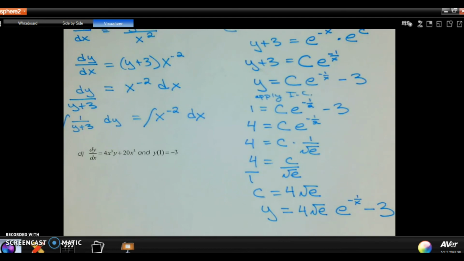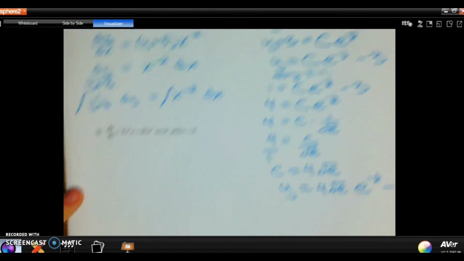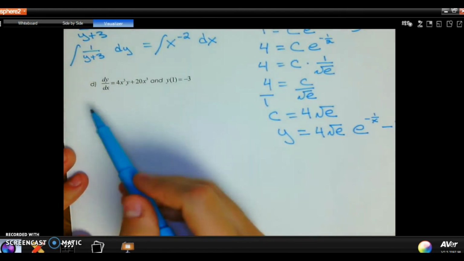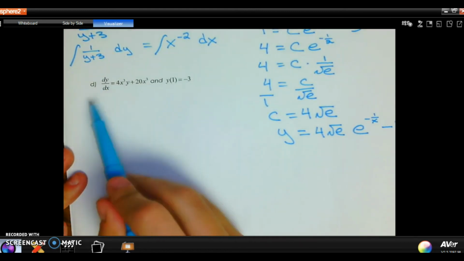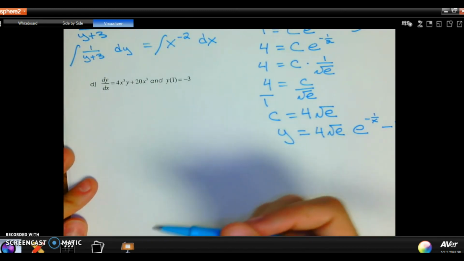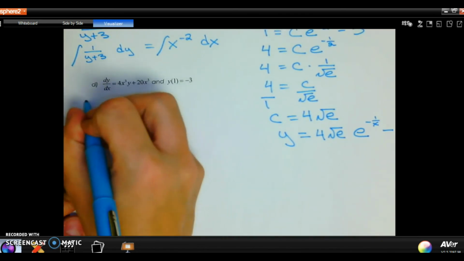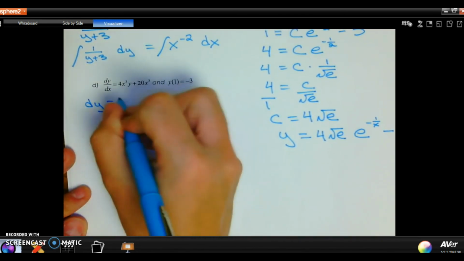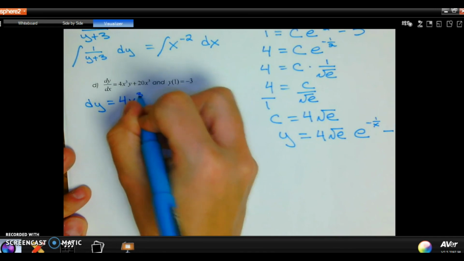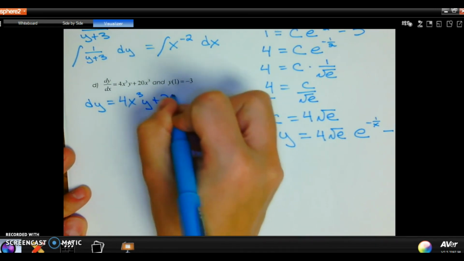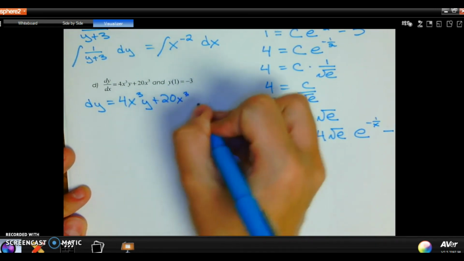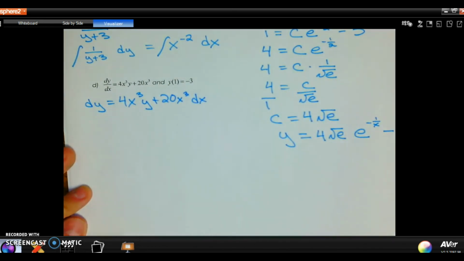All right, so hopefully this next one's a little easier, a little less work, because I used up all my room anyways. So here you've got x's and y's on the right. Again, that separation of variables technique is going to be handy. I would start off by multiplying both sides by dx. If you do that, you get dy equals 4x cubed y plus 20x cubed dx.